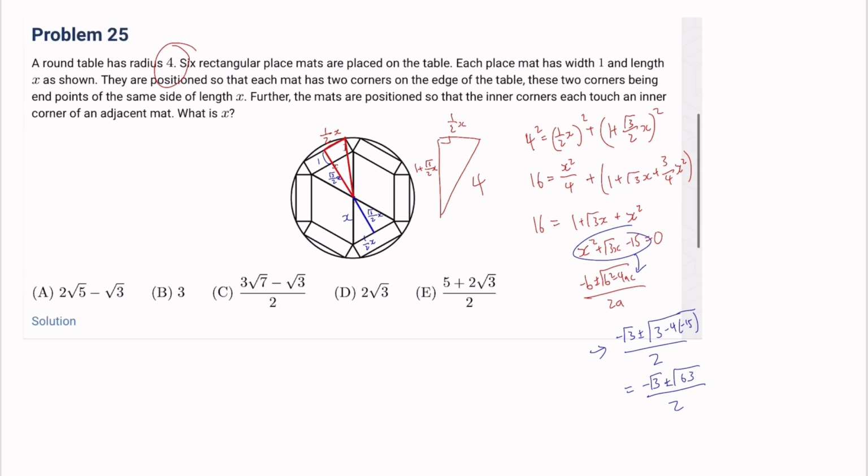And so we can say that this is root 63 minus root 3, all over 2. And 63 is 7 times 9, right? So this is 3 root 7 minus root 3 all over 2. That's this, and if we find it, it's C, the answer is C.